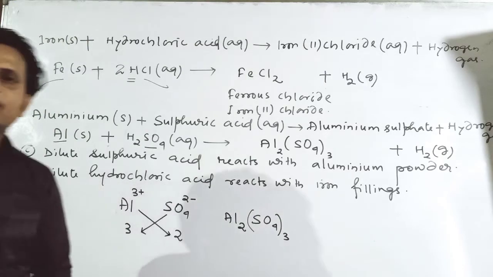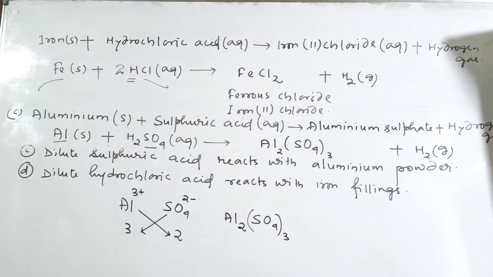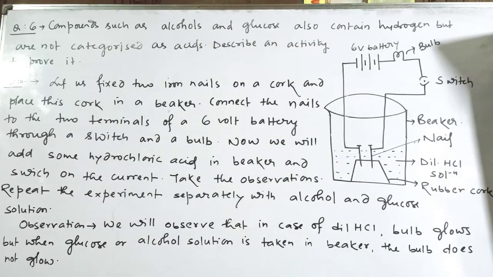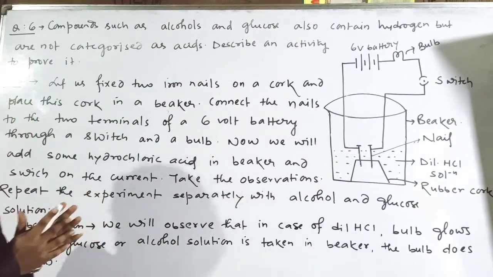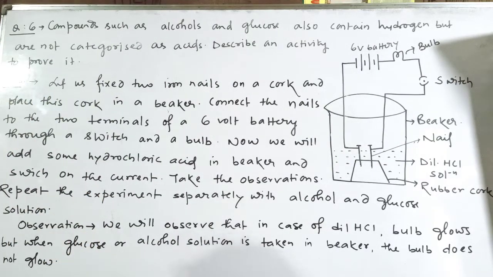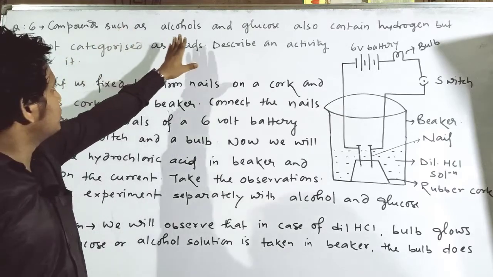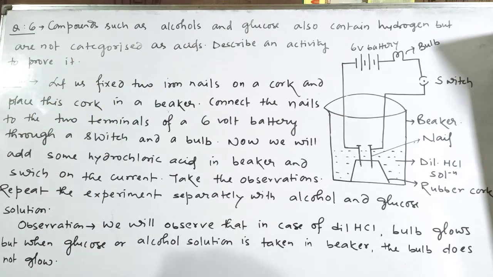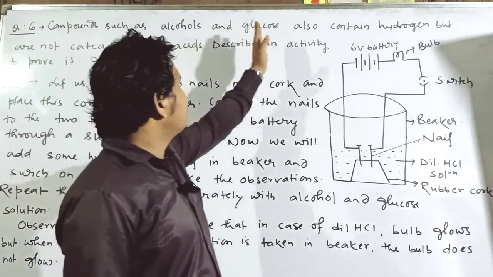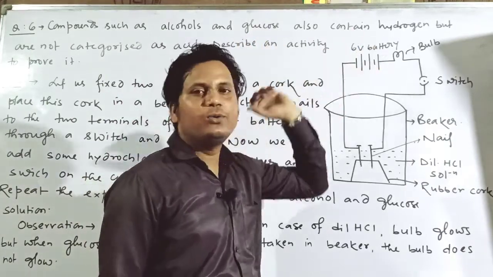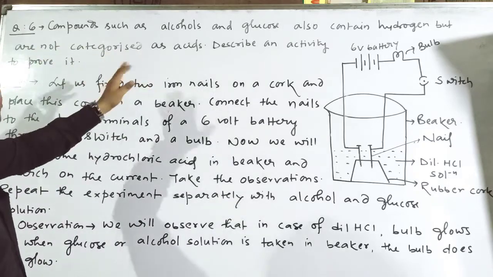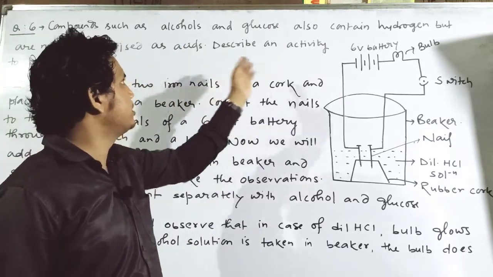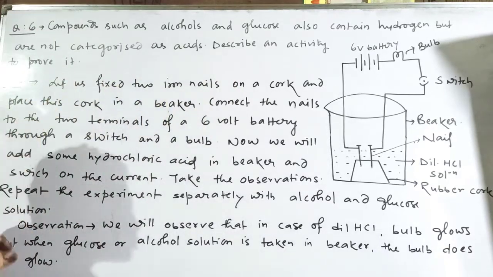So next, question number 6. Now proceed to question number 6. It is asked, compounds such as alcohols and glucose also contain hydrogen. In both compounds hydrogen is present but they are not considered or categorized as acid. Describe an activity to prove it.